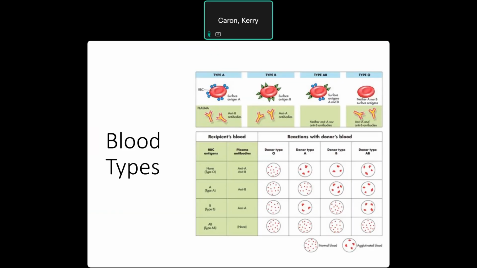Type A can get O, which has no antibodies in the blood, or another person with type A blood. Type B person can get an O and also B. And type AB is a universal recipient, so they can get anyone's blood. Okay, so you can kind of see here, AB can give to anyone, O can donate to anyone.